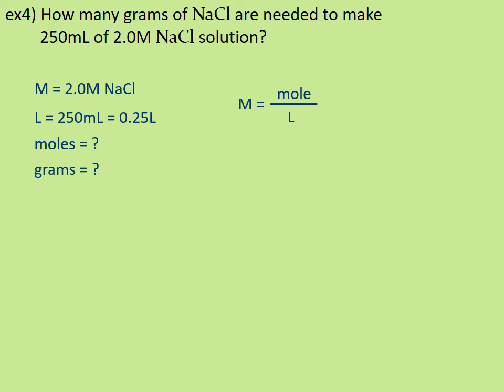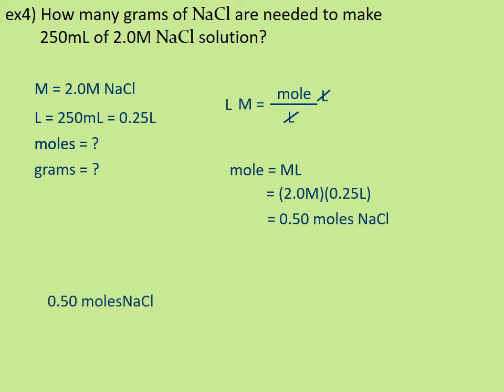So molarity equals moles over liters. To get moles by itself, multiply both sides by liters. So the liters on the right will factor out. So moles equals molarity multiplied by liters. I will sub in the molarity and the liters, multiply them together. That means I need 0.50 moles of NaCl.